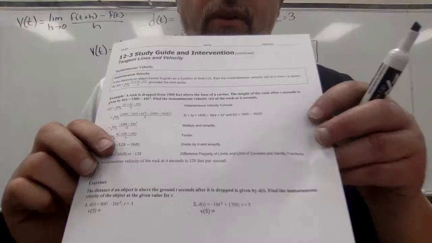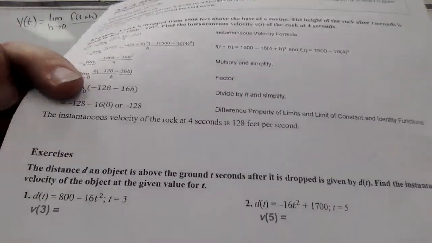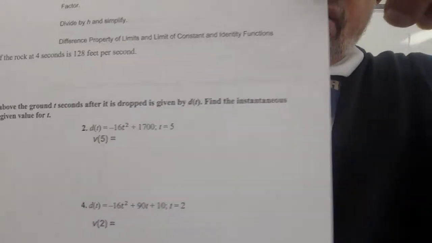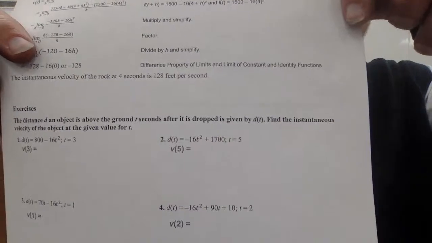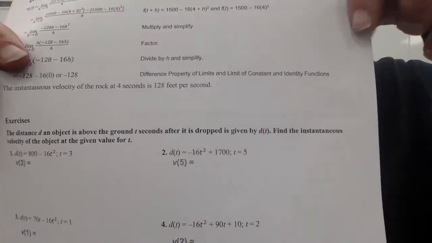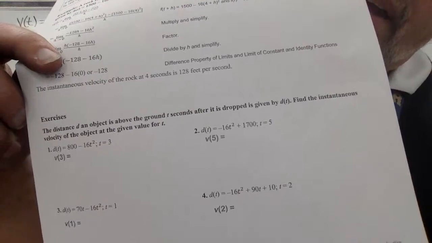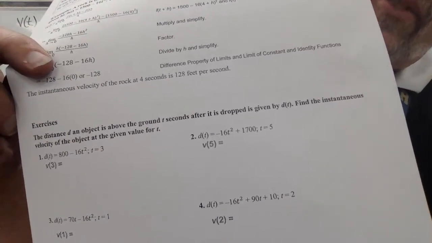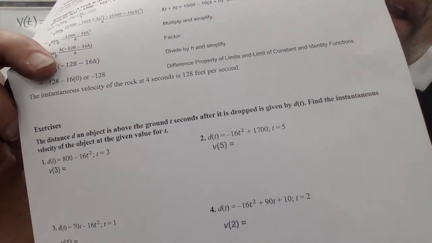It says, on the paper, and I'll see if I can read this while I'm looking at it. It says, the distance of an object above the ground, t seconds after it is dropped, is given by function d of t. Find the instantaneous velocity of the object at the given value for t.